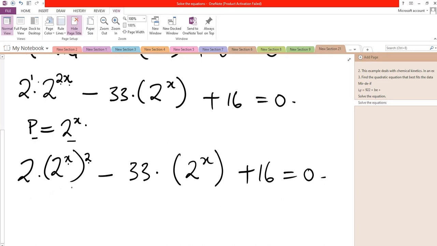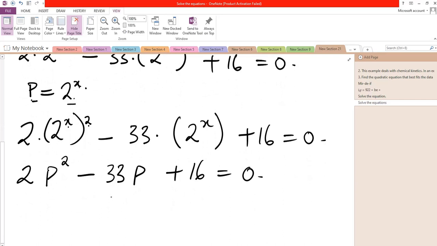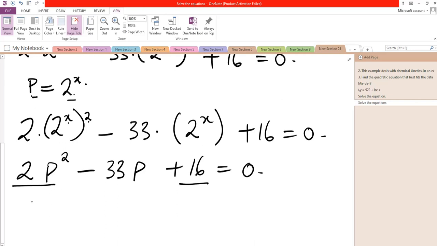Now anywhere we see 2 raised to the power x, we replace it with p. So we have 2 times p squared here, minus 33 times p, because you have 2 raised to the power x here, plus 16 is equal to 0. Now to solve this by factorization, we'll multiply the first term with the last term, or the third term. We'll multiply 2p squared times plus 16. So we have plus 32p squared.